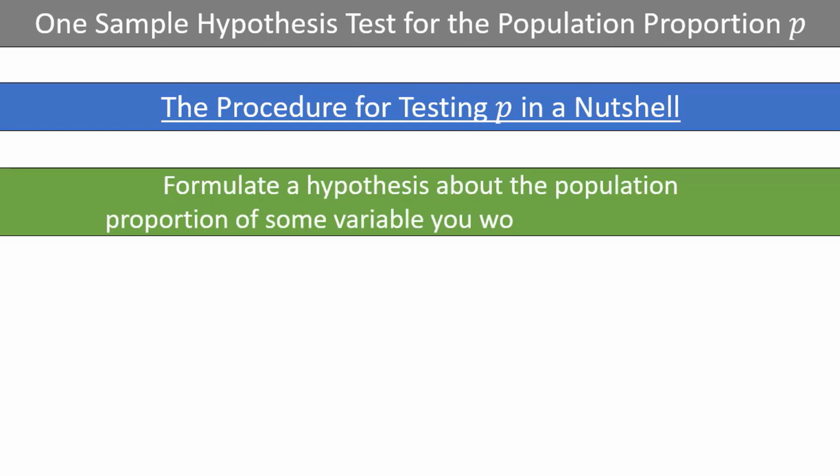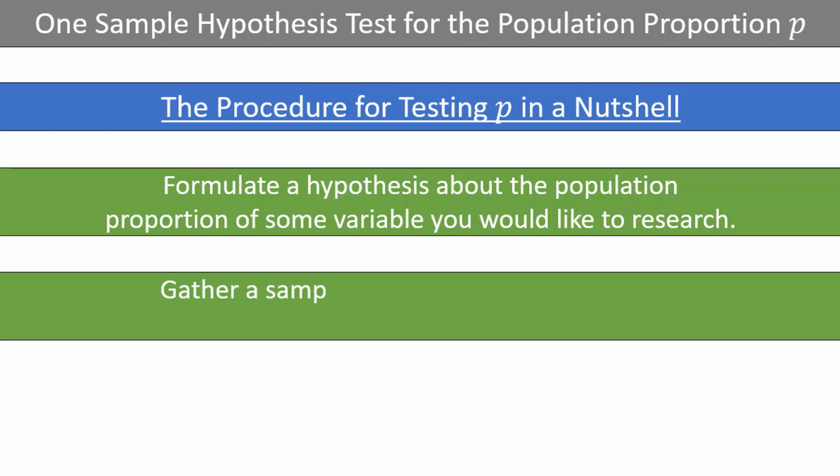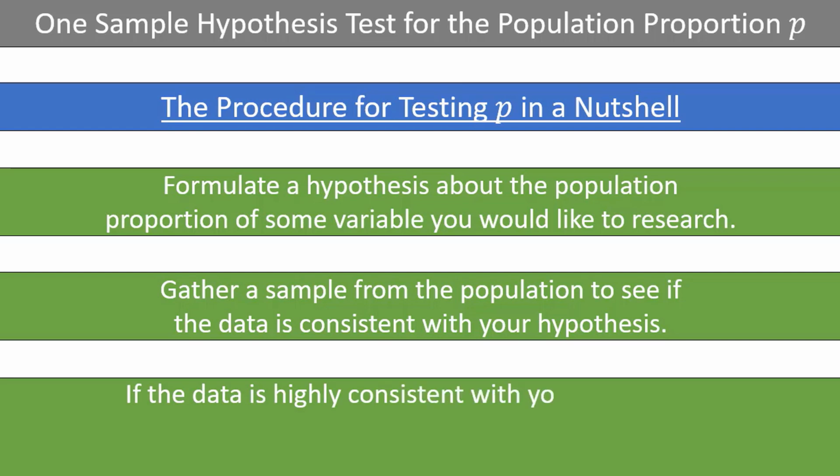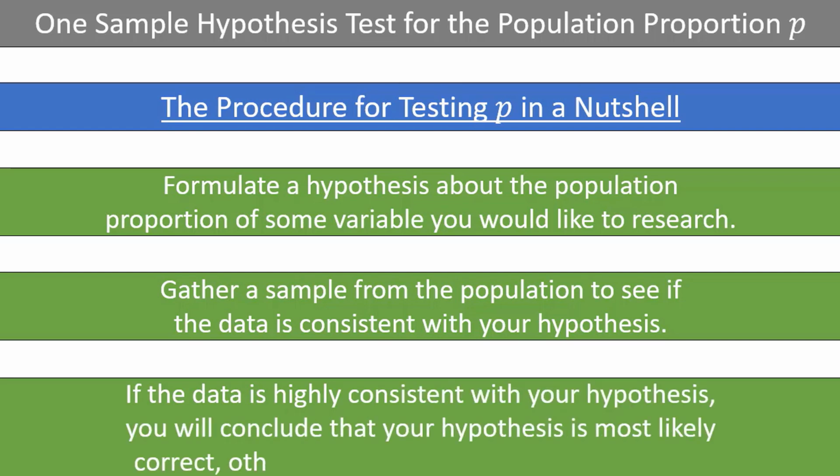The procedure for testing a proportion in a nutshell is: formulate a hypothesis about the population proportion of some variable that you would like to research. This will typically be a claim, such as that the proportion is either greater than, less than, or not equal to some specified value. Gather a sample from the population to see if the data is consistent with your hypothesis. This includes calculations involving probability and the standard normal z-distribution. If the data is highly consistent with your hypothesis, you will conclude that your hypothesis is most likely correct. Otherwise, you will dismiss the hypothesis.